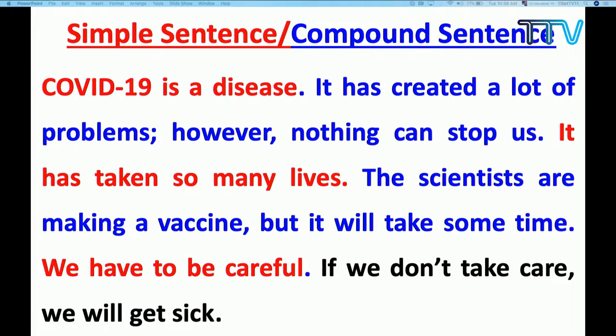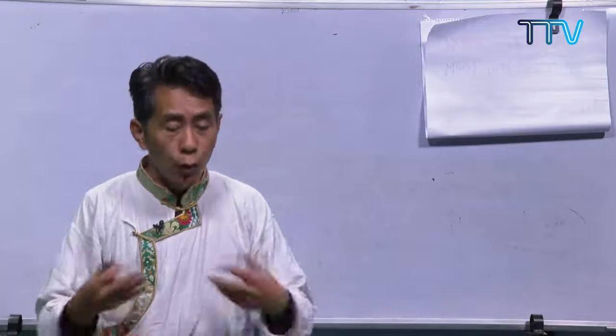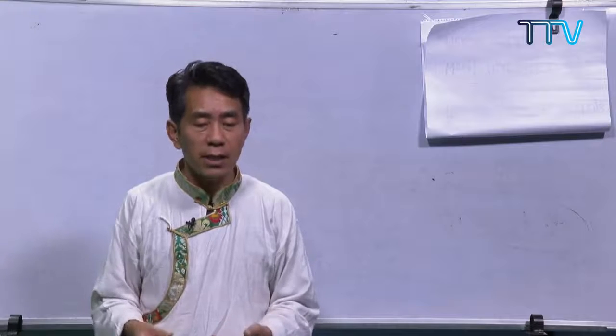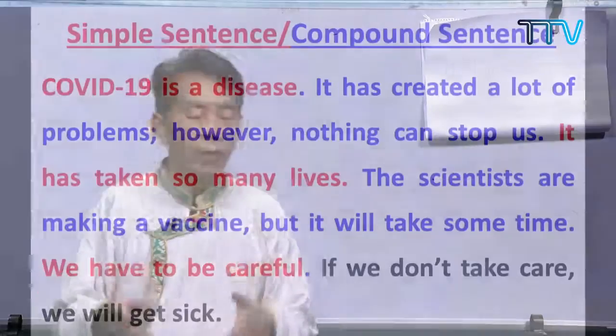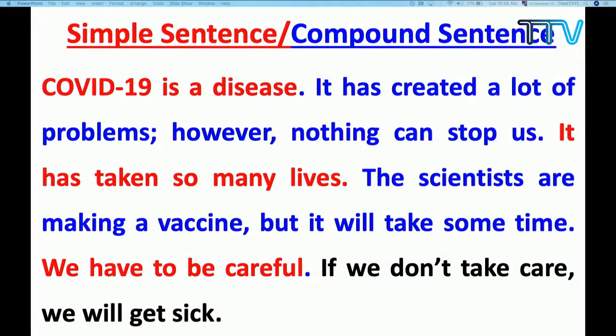Now, what you have to keep in mind: in a compound sentence, we have two independent sentences, two independent clauses joined together. And you know what an independent clause is. Now, I want you to look at this sentence. If we don't take care, we will get sick. Do you think this is a compound sentence? Well, I'm afraid no. Why? Because if you look at this, you will find that there is one part which is not independent. Can you identify this?